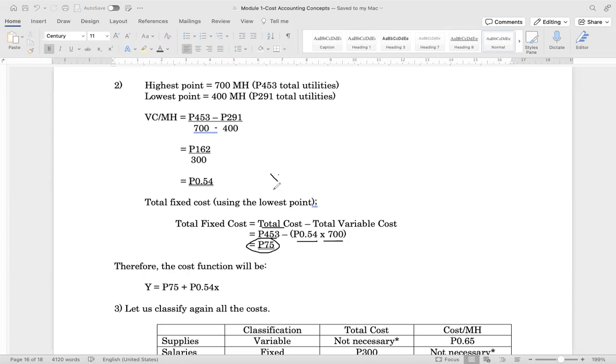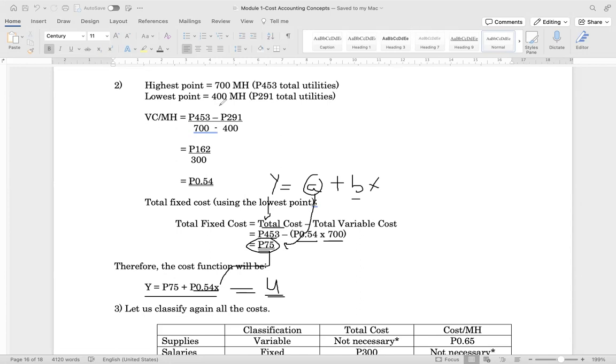So this is y is equal to a plus bx. Your b is 0.54. Your y here is the total 453. So in computing for the a, which is the fixed cost, we have computed 75. That's why the cost function now is y is equal to 75 plus 0.54x. And this is for utilities in particular.